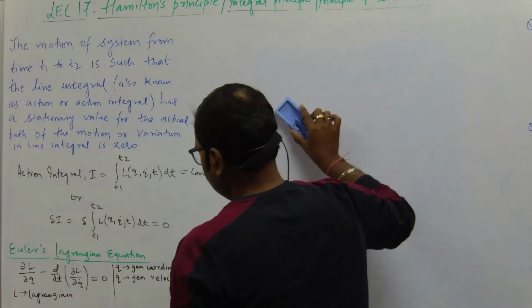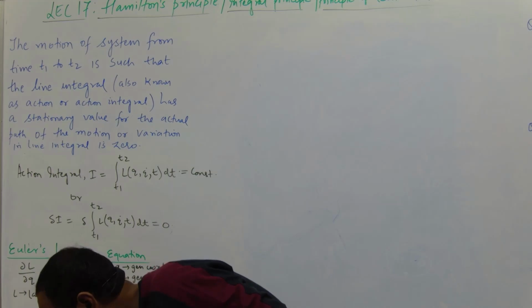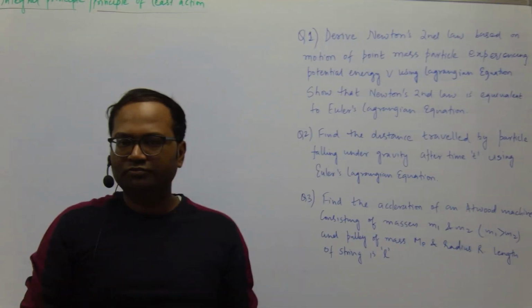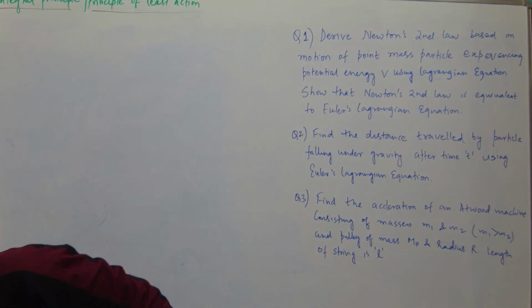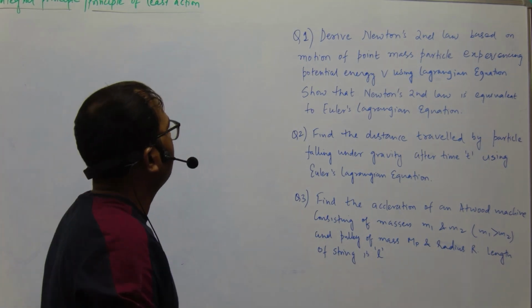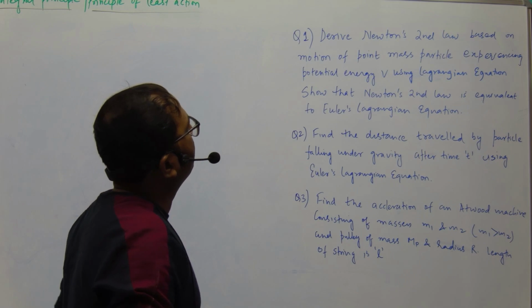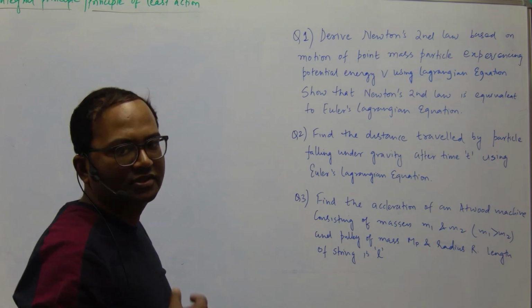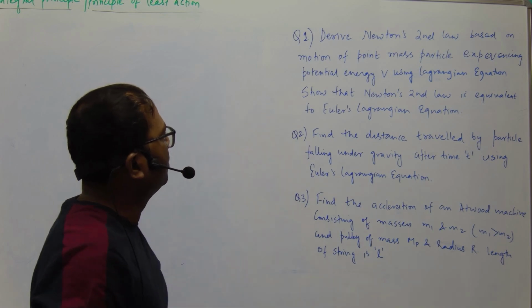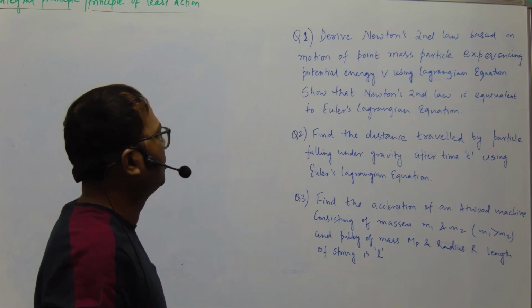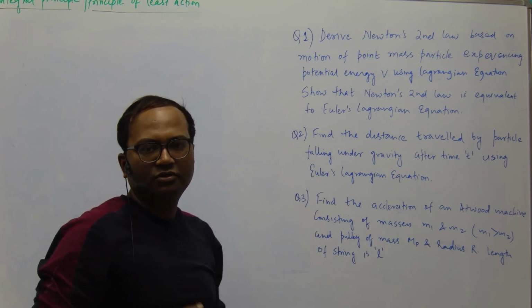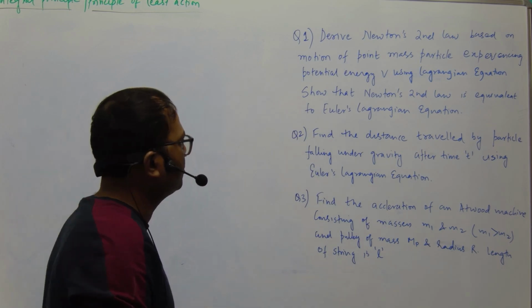So let us discuss problems on the Euler-Lagrange equation. What is given in question number 1? Derive Newton's second law based on the motion of a point mass particle experiencing a potential energy V using the Lagrangian equation. Also, this question can be framed as: show that Newton's second law is equivalent to the Euler-Lagrange equation. So how can we solve this?